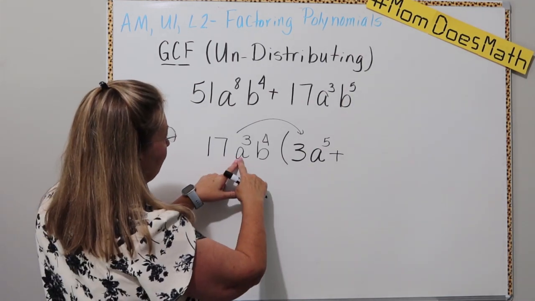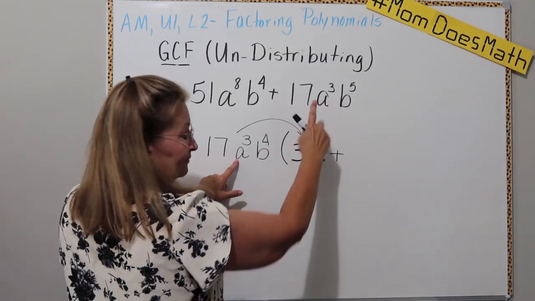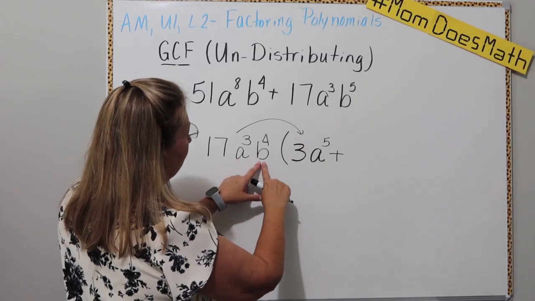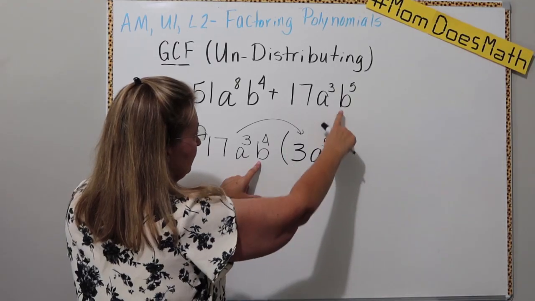What would you multiply a to the 3rd by to get that back? Still 1. Now what would you multiply b by to get b to the 5th?